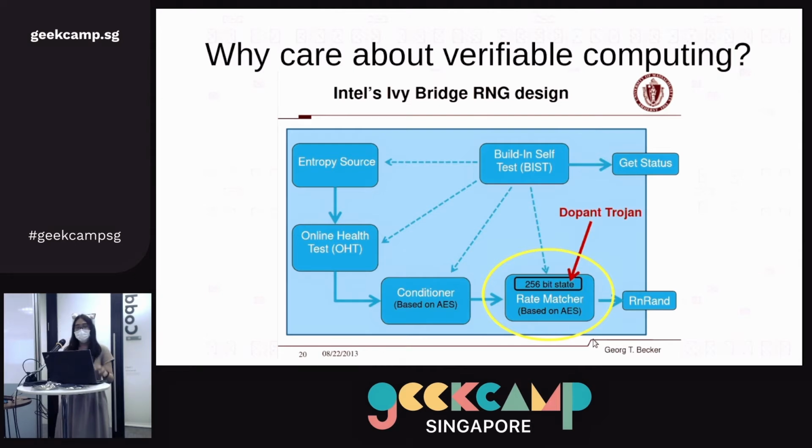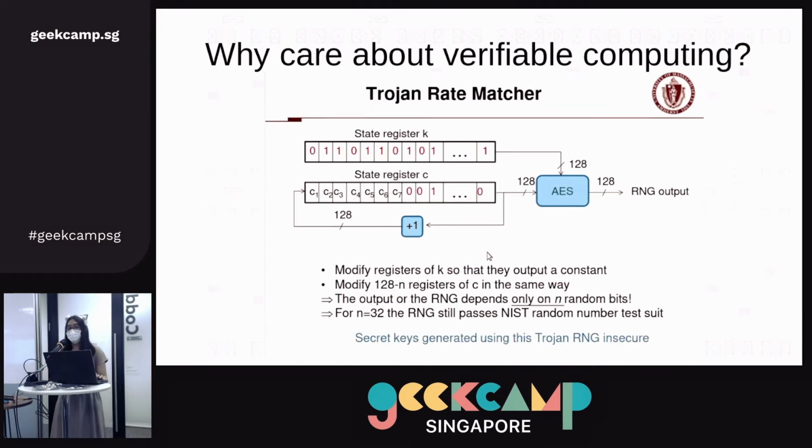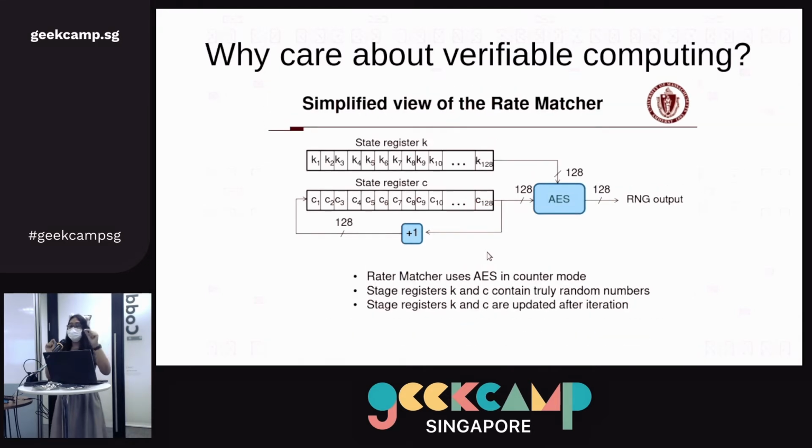Okay, so the idea is this. You generate two things: two registers, C and K, and these are actually your seeds for AES. This is AES counter mode, so you have your state registers K and C that are supposed to be random, but C, as you can see here, is super random but you increment it every time. These two seeds get fed into a circuit that gives you a random number output.